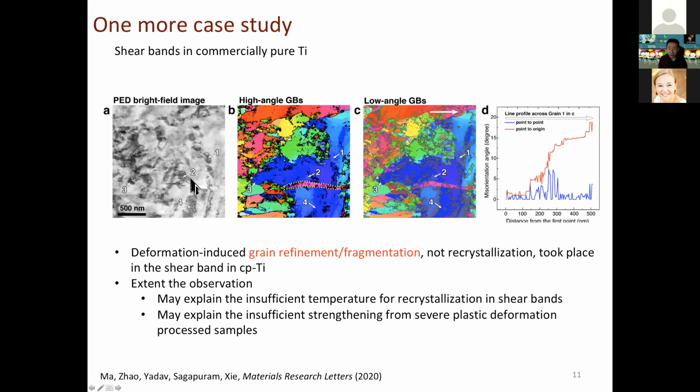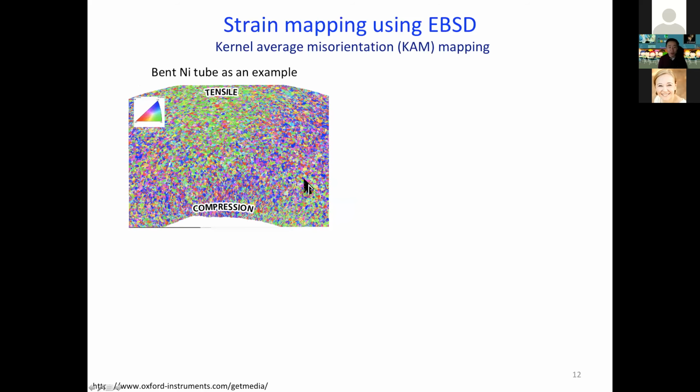So this is the orientation mapping part of my presentation. I'll move to the strain mapping part. For strain mapping, again, like for most people, the first technique is the EBSD-based technique called kernel average misorientation. I took the example from Oxford Instruments.